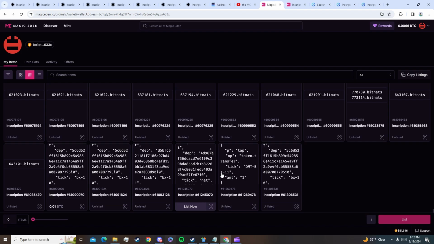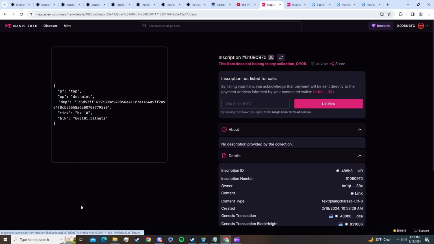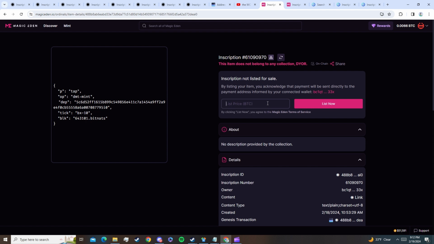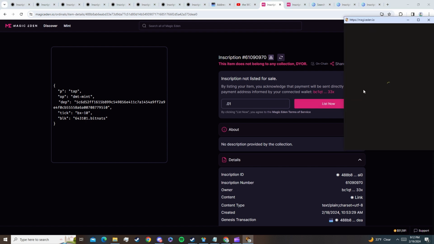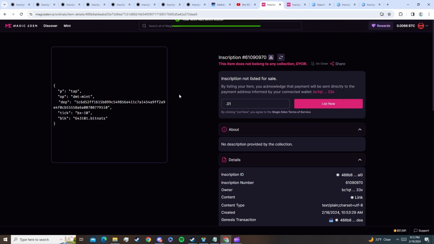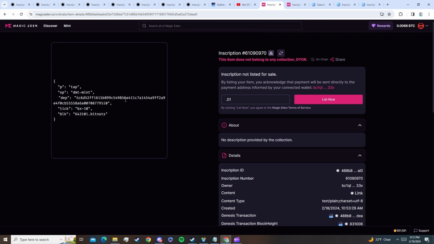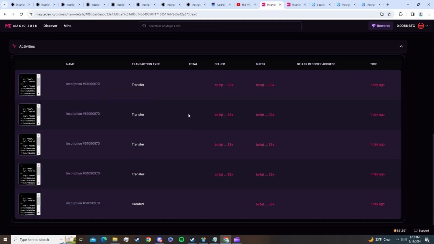All right, guys, now that you have your inscription, this is the inscription I created, and I want to list it. I'm going to open it up. Let's say we're going to go for 0.01 BTC. List now. And it's that easy. This mint inscription for bitnats 643101 with this ticker is listed for 0.01 BTC.